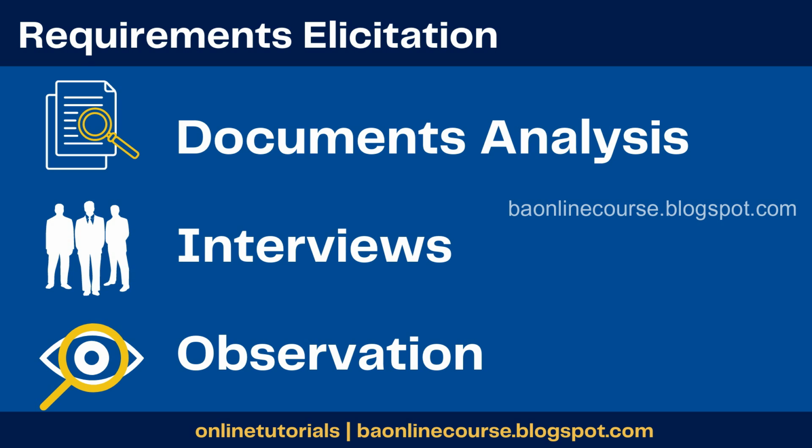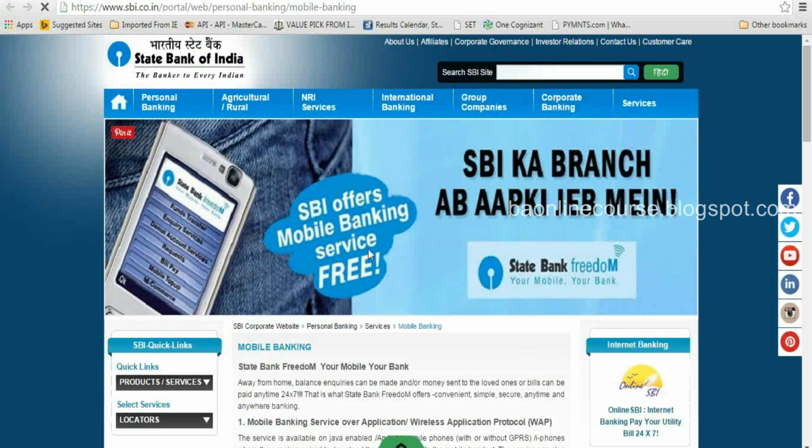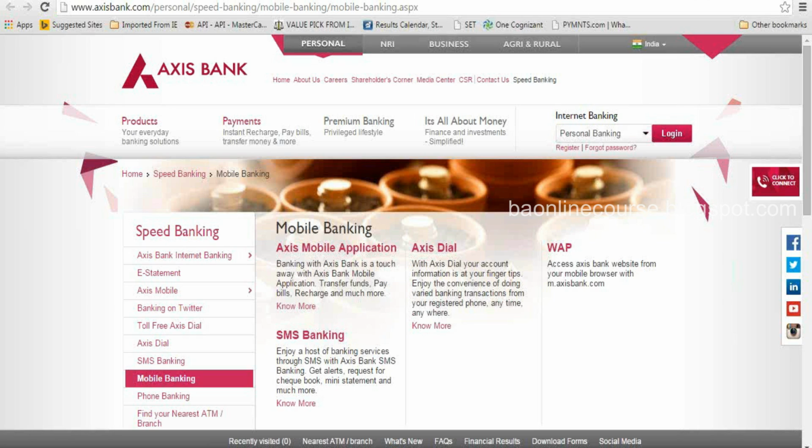For some of the projects, you could get it from your competitors. A mobile banking application is a good example. You can figure out what each one of those banks is doing. You have so many mobile banking applications available. You can check out their websites, figure out what functionalities are available in the competitors' products, or you could look out for analyst reports and see what they are offering.